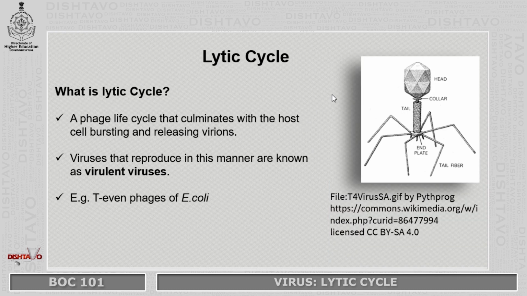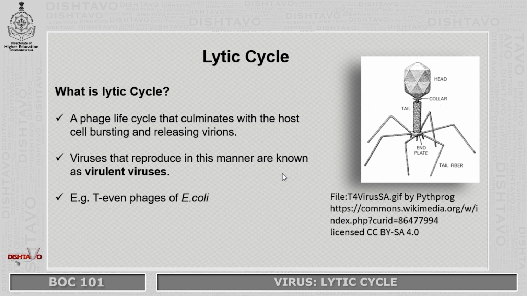Now coming to the very first thing, what is Lytic cycle? When we say Lytic cycle, it is a phage life cycle that culminates with the host cell bursting and releasing virions. Over here, you require two components. One is the virus and the other one is the host cell. The viruses that reproduce in this manner, wherein they affect the host cell and burst it, are called virulent viruses.